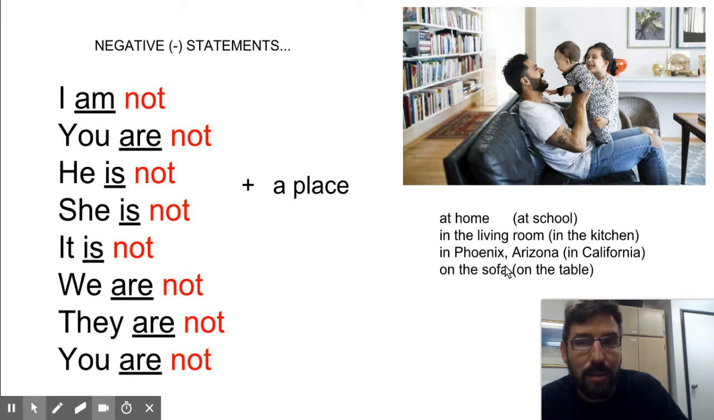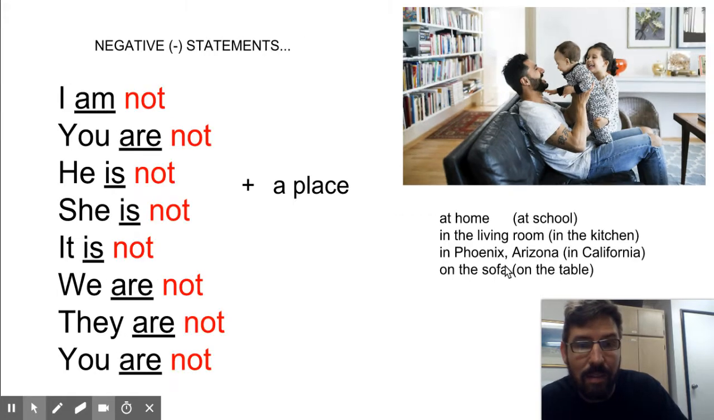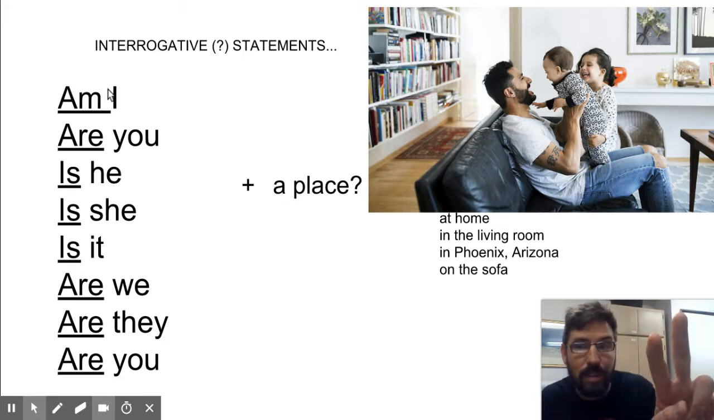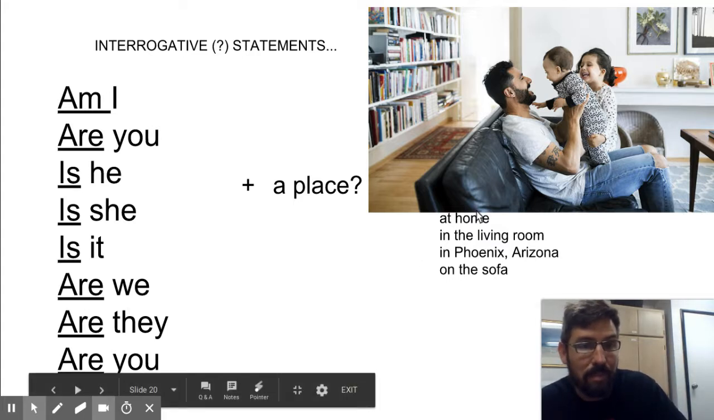And finally, I can make questions. I'm sorry, what I meant to say is that I can make questions. So again, I'm going to reverse the be verb and the subject. So, are they at home? Yes, they are. Are they on the sofa? Yes, they are. Are they in California? No, they are not.